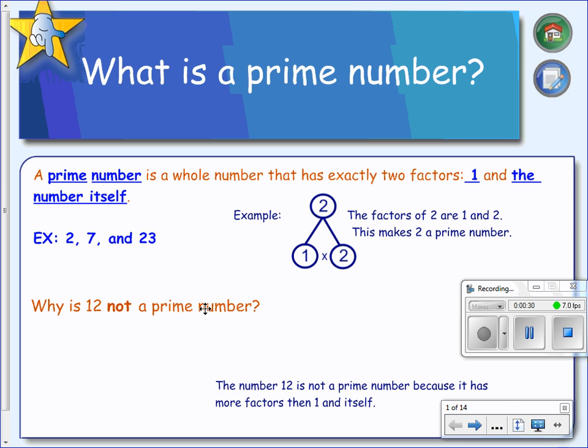Why is 12 not a prime number? It says it on there. The number 12 is not a prime number because it has more factors than 1 and itself. I've given examples of prime numbers, which are 2, 7, and 23. Those are prime numbers because the only factors that they have are 1 and itself.